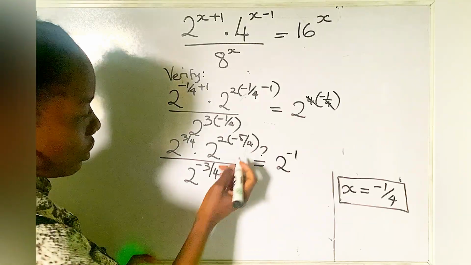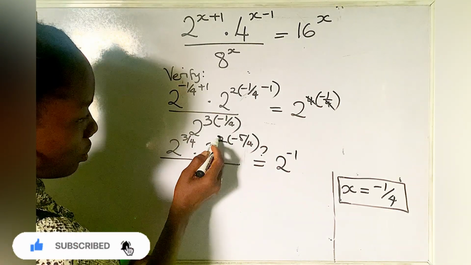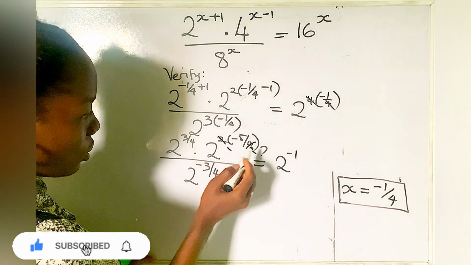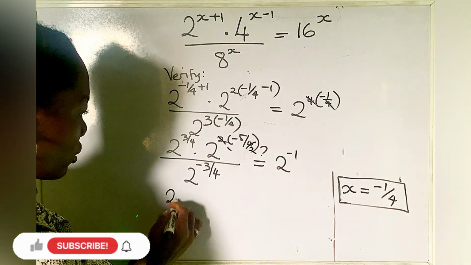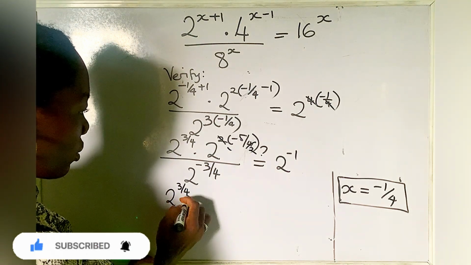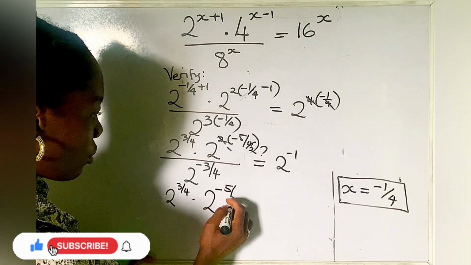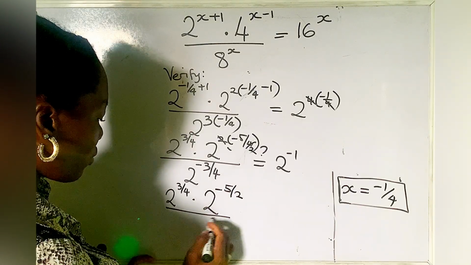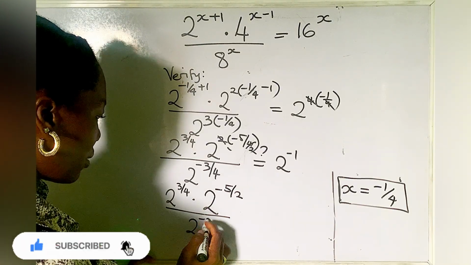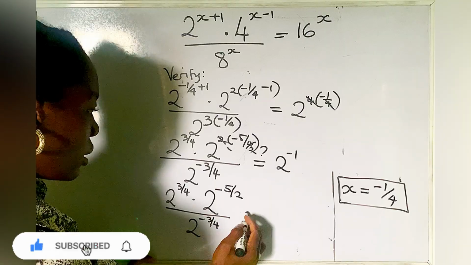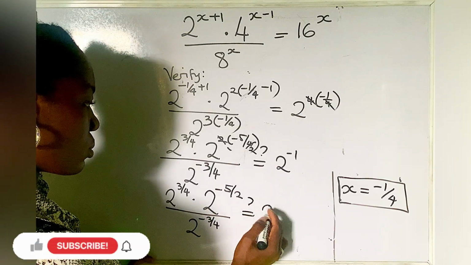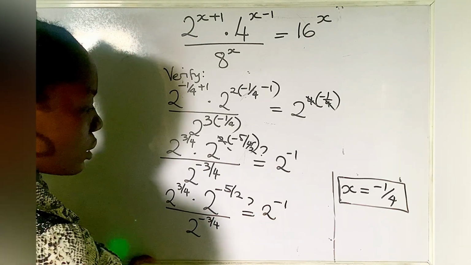Okay, now let's work on this. 2 here 1, 2 here 2. So now we have 2 raised to the power of 3/4 multiplied by 2 raised to the power of -5/2 all over 2 raised to the power of -3/4. Is it equal to 2 raised to the power of -1?